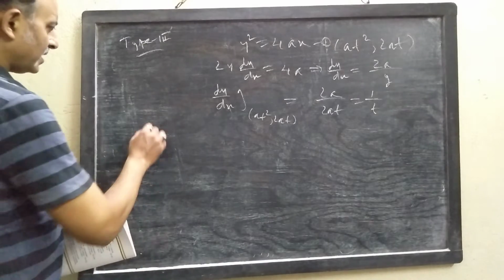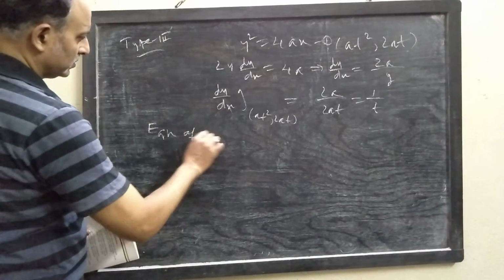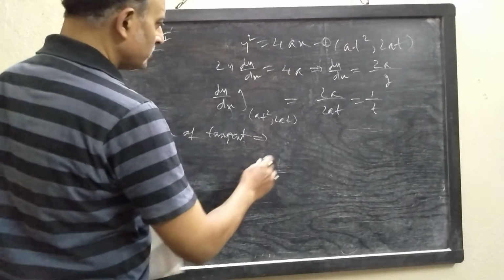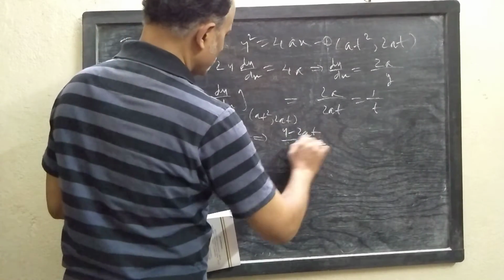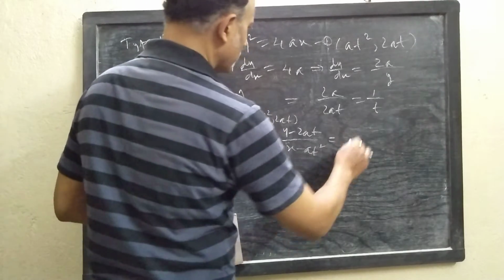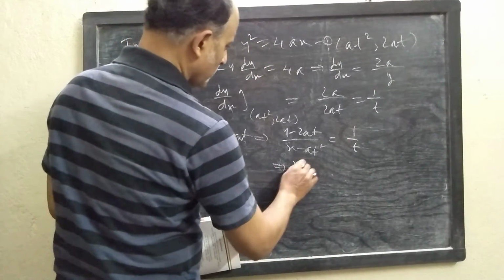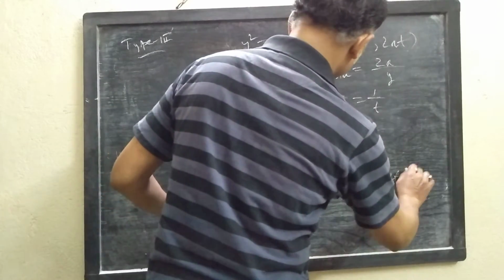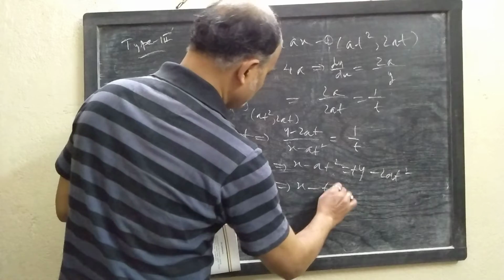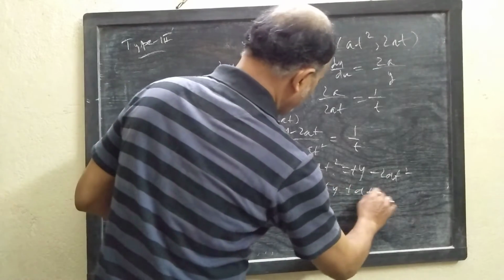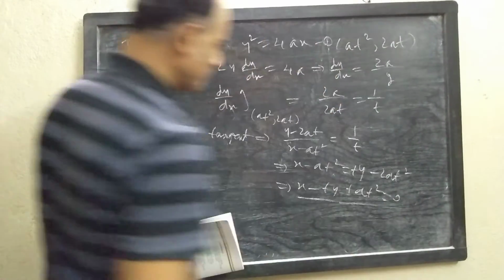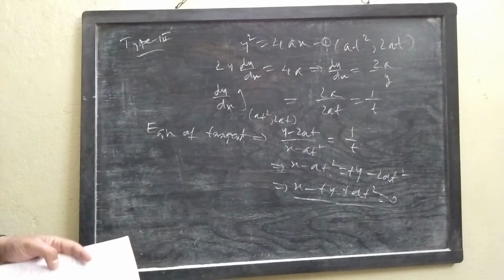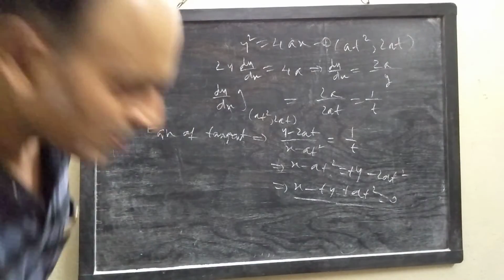So now the equation of tangent will be (y minus 2at) by (x minus at square) equals 1 by t. So x minus at square equals ty minus 2at square. That is x minus ty plus at square equals 0. This is the equation of the tangent. Okay. Next, let us find the equation of the normal.